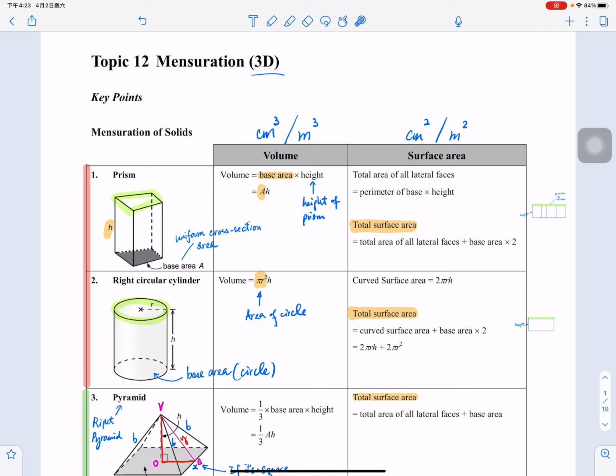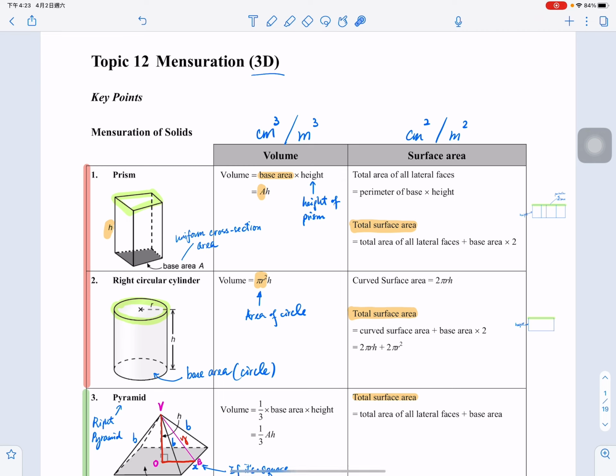Okay? How about the right circular cylinder? The base is a circle, that means it's the area of a circle, so pi r squared. R means the radius of the circle. And between these two circles, here is the height of the cylinder. Okay, h here is the height of the cylinder. Just now for the prism, h is the height of the prism. Okay, so about the volume, I hope you remember.